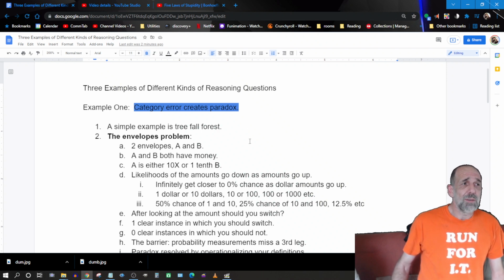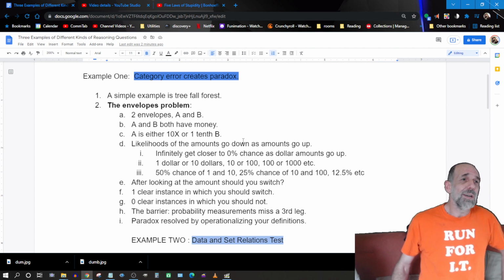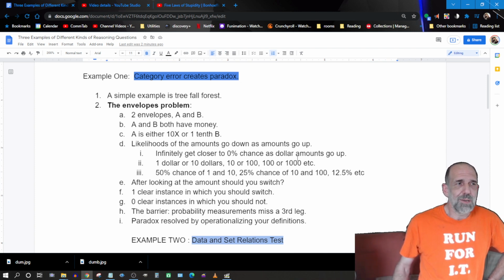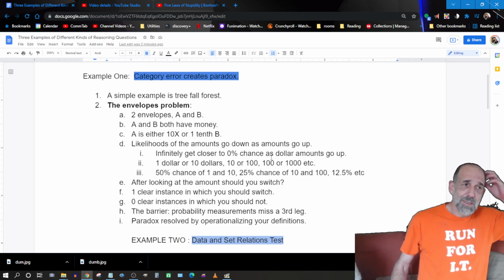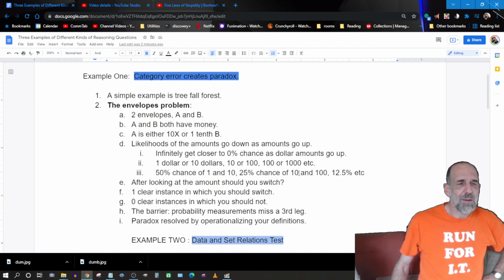The envelopes problem goes like this. There are two envelopes, A and B. A and B both have money in them. A is either 10 times or 1/10 of B. In other words, one has 10 times as much money in it as the other. And the likelihoods of the amounts in each of the envelopes go down as the amounts go up, infinitely closer to 0% chance as dollar amounts go up. So it's either $1 or $10, $10 or $100, $100 or $1,000, $1,000 or $10,000. Those are the possibilities in terms of the two envelopes, right? And there's a 50% chance that it's $1 and $10, a 25% chance that it's $10 and $100, a 12.5% chance that it's $100 and $1,000, etc.